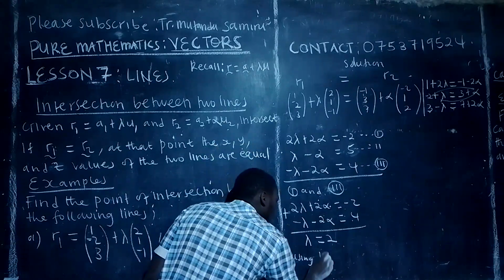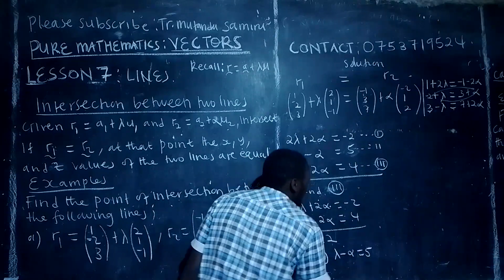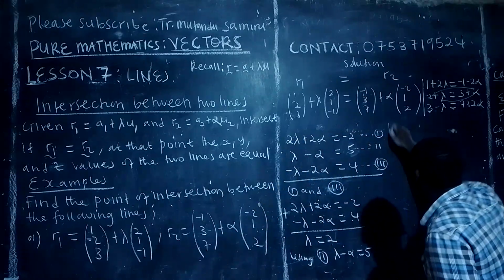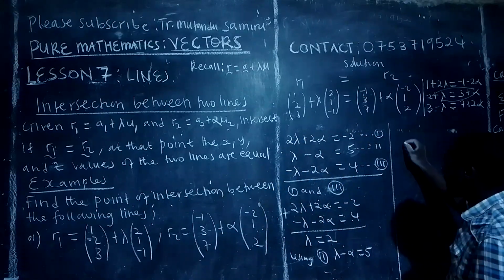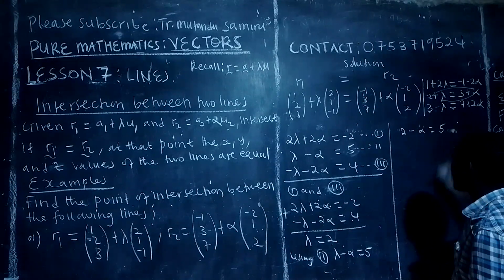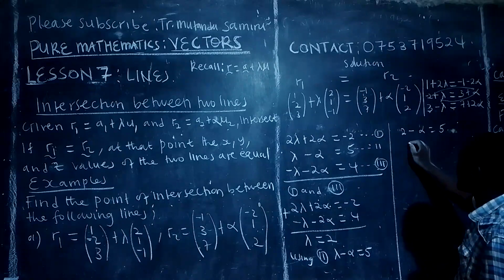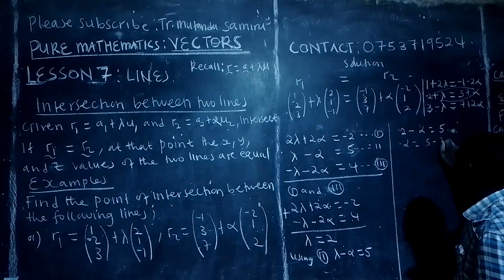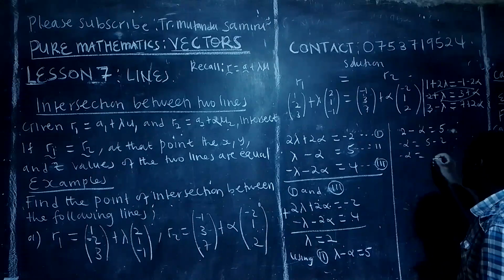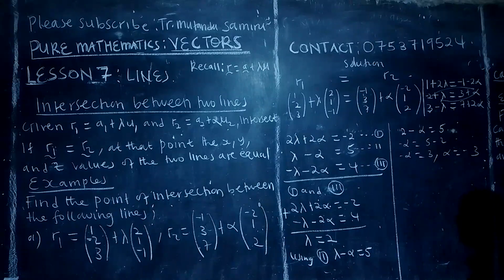Using equation 2, okay, whereby I have that lambda minus alpha gives us a 5. So it will be now, lambda is what? Lambda is 2. So 2 minus alpha will give us a 5, like that. So what shall we get in the long run? So this will now be negative alpha is equal to 5 minus 2. So negative alpha is equal to 3. Therefore, when we divide both sides, we get that alpha is equal to negative 3. So I have the value of alpha and the value of lambda. Now, we have finished that.